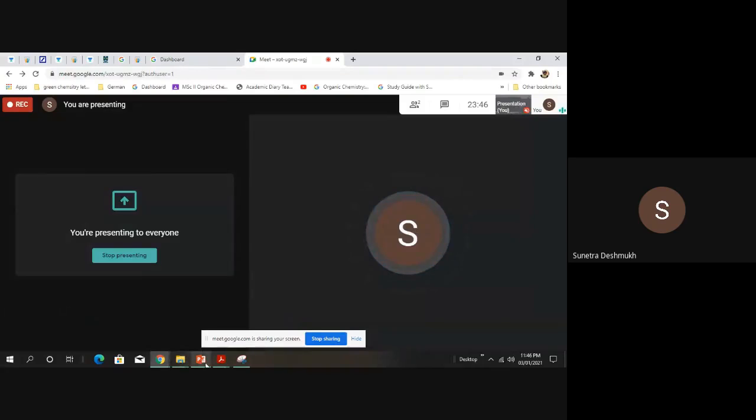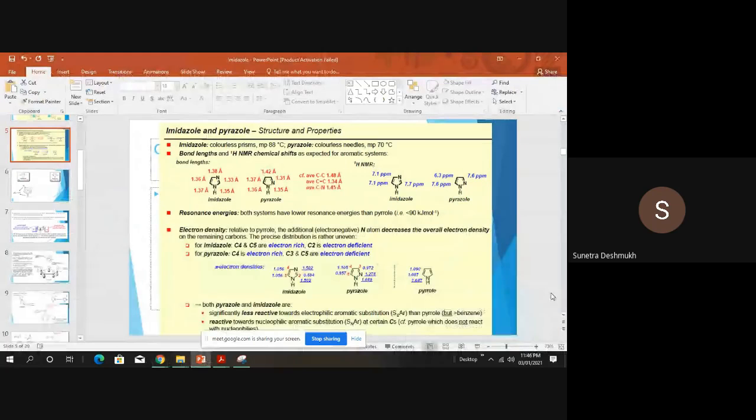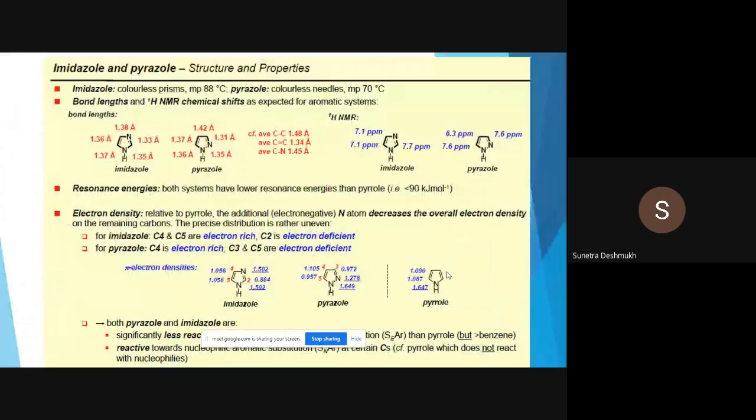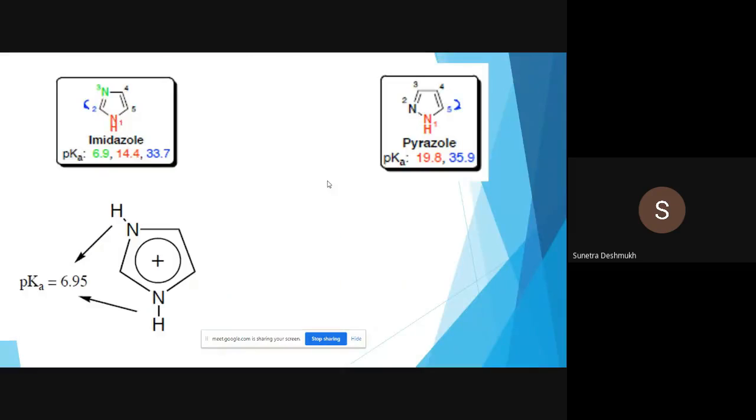Okay, now in pyrazole and imidazole, we will continue the structure of pyrazole and imidazole. So here we have seen all electron density and how the imidazole is more active compared to pyrrole or benzene. That one we have seen on this slide. So now we will go for the next slide, the pK values of pyrazole and imidazole.